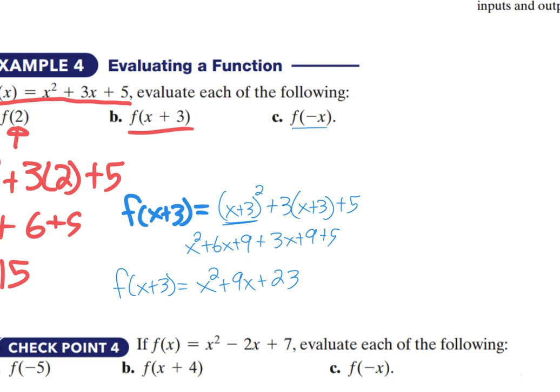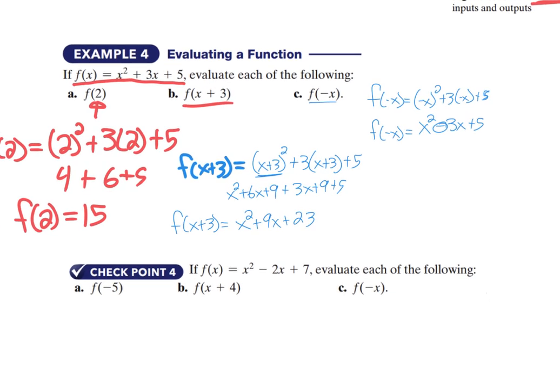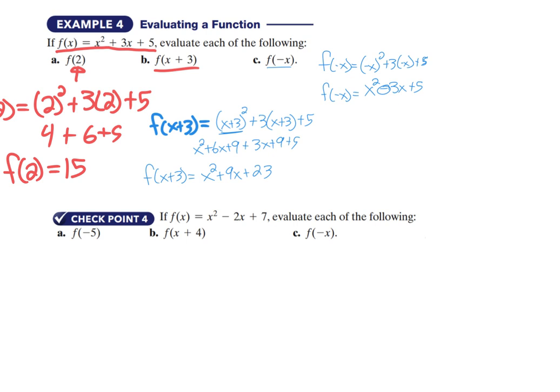Now we can also just plug in negative x. This is going to be useful for us later on. So I've got negative x, squared, plus 3 times negative x plus 5. So this becomes negative x squared is just a positive x squared, minus 3x plus 5. So note that this didn't change a whole lot, but it did change this plus to a minus, and that will be valuable for us later when we talk about even and odd functions.